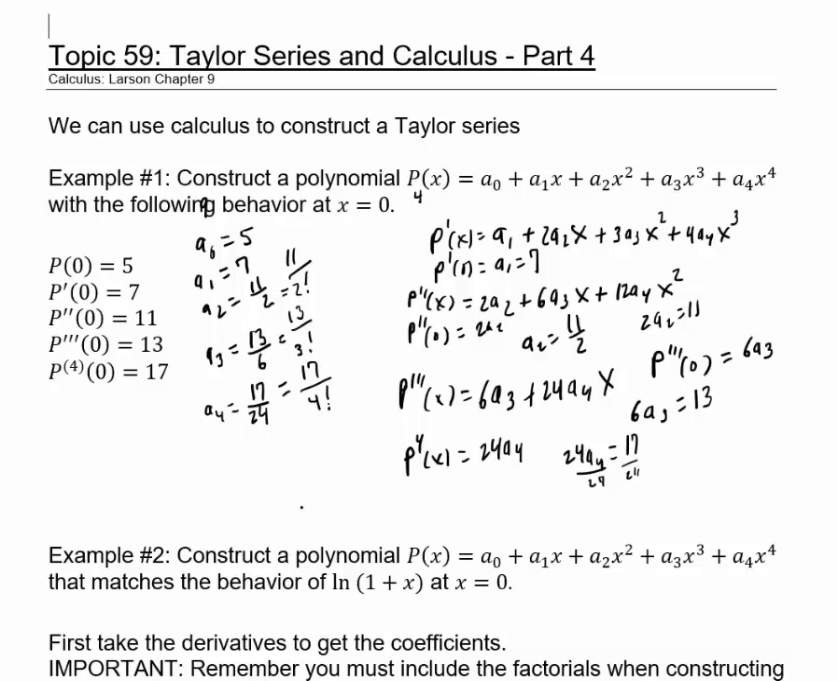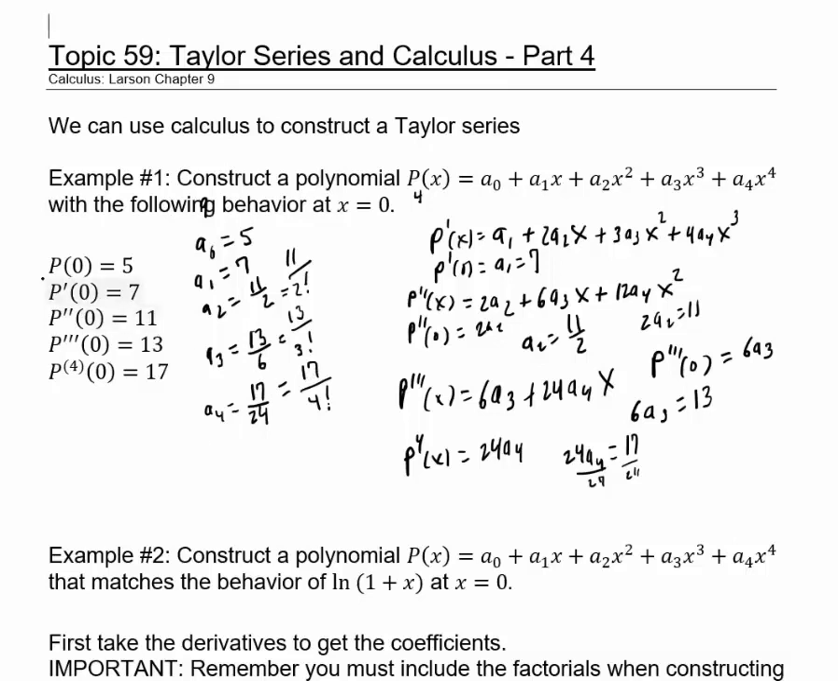Okay. So the 5 is the function value, and then the 7 is the first derivative value. The 11 is the second derivative value. The 13 is the third derivative value, and the 17 is the fourth derivative value. So that gives us our pattern for setting up any Taylor polynomial.